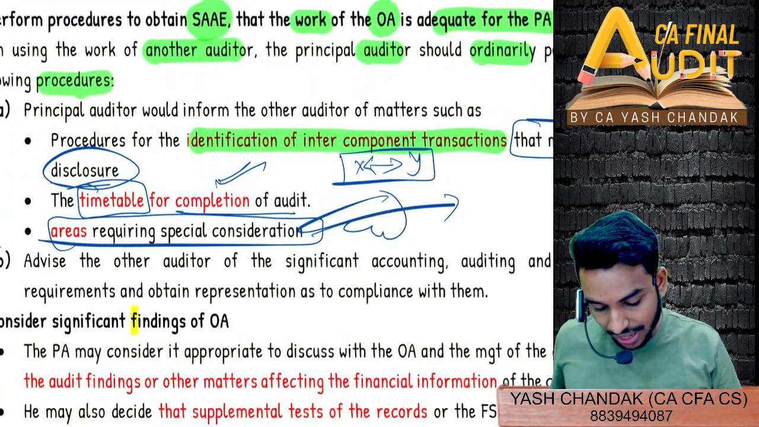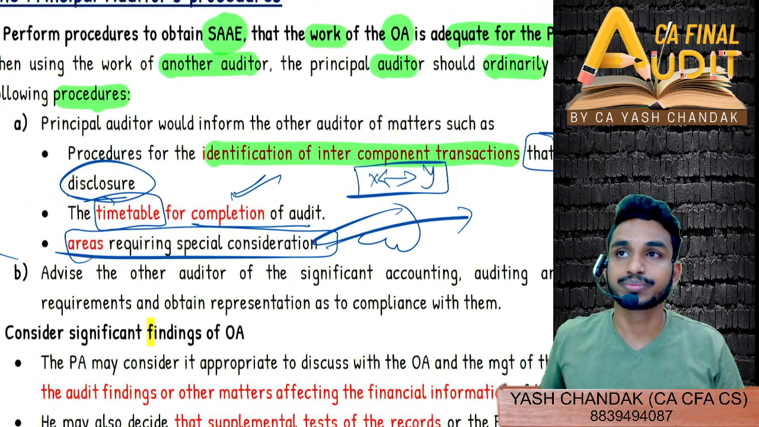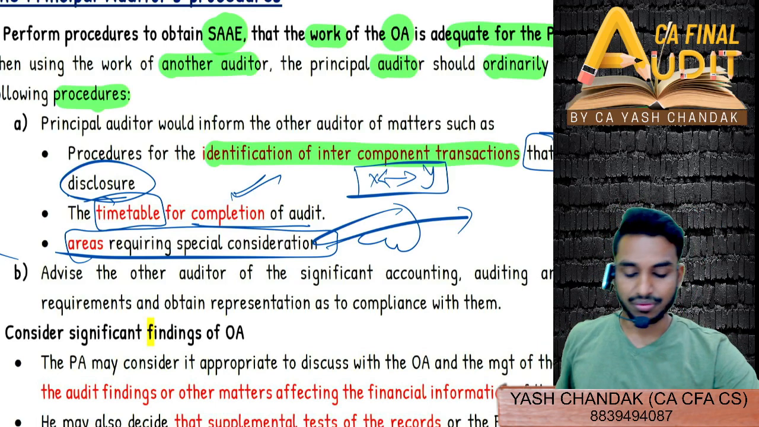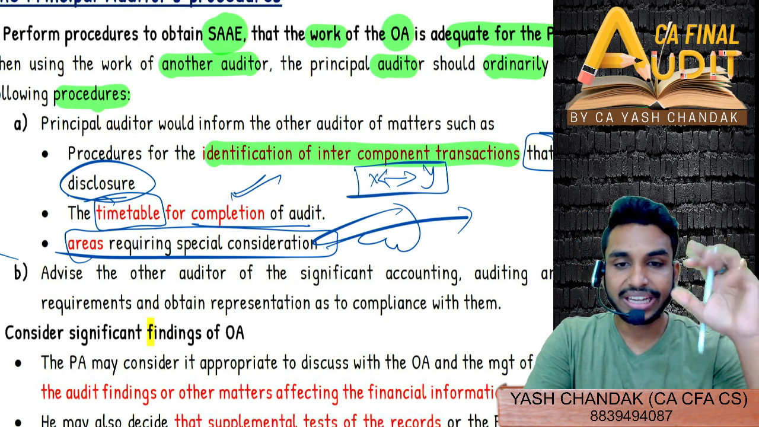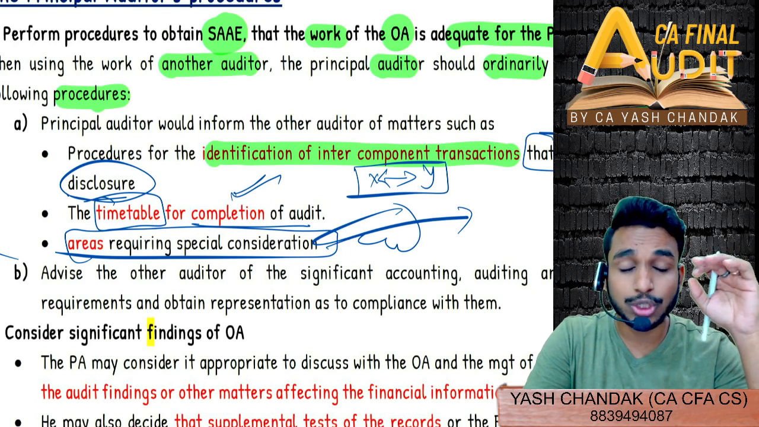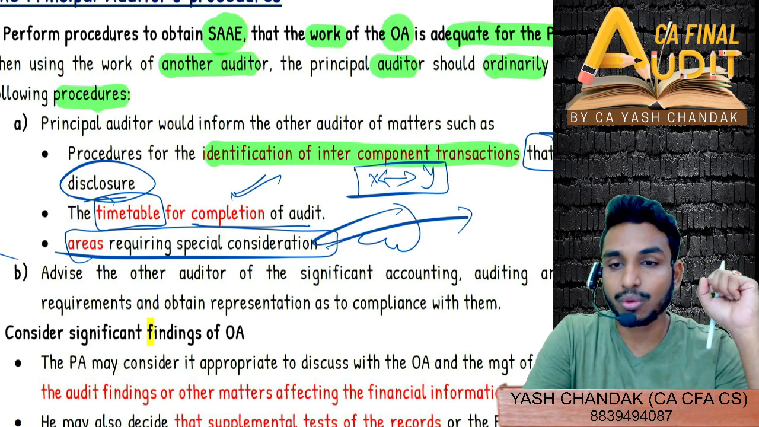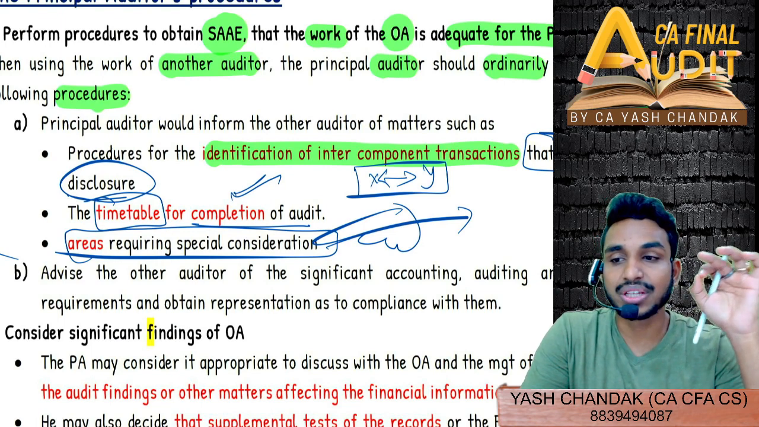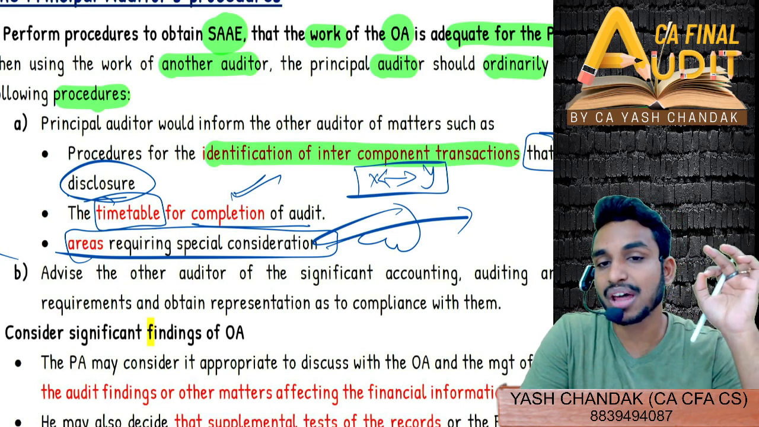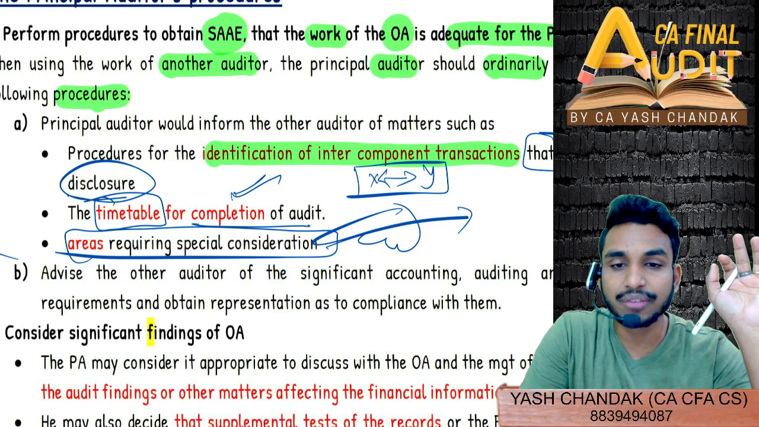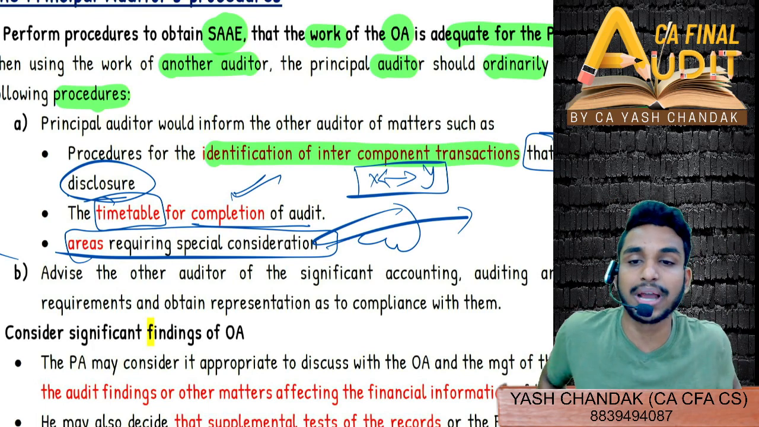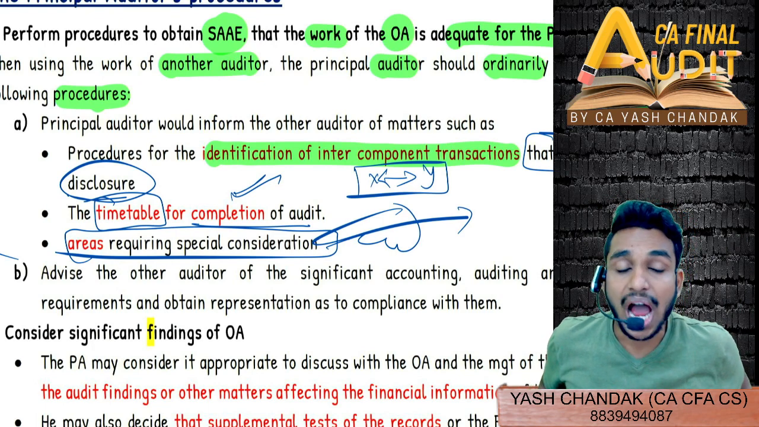All this has to be discussed with the component auditor, right? What will we discuss? Intercomponent transactions, because they might not be showing them at the consolidated level. However, the disclosure is required. So we need to discuss how you will identify intercomponent transactions. Similarly, we will give the timetable for completion of the audit and ask the component auditors to finish within the given time frame. And thirdly, all areas that require special audit consideration, because those have to be specifically looked at by the component auditor, since those are the critical areas.